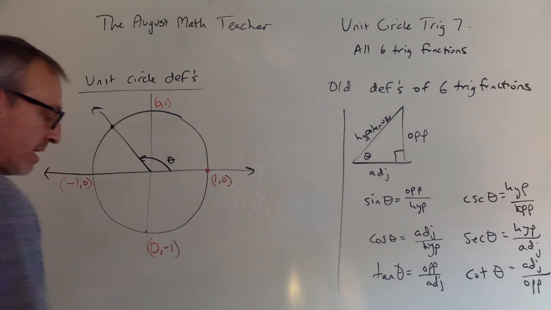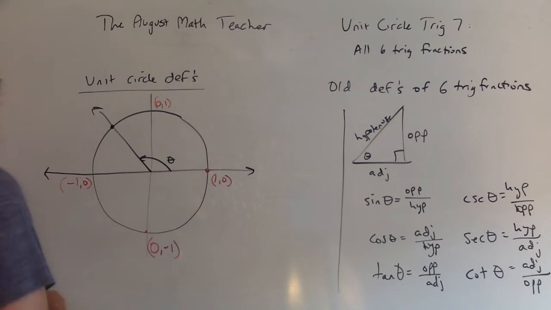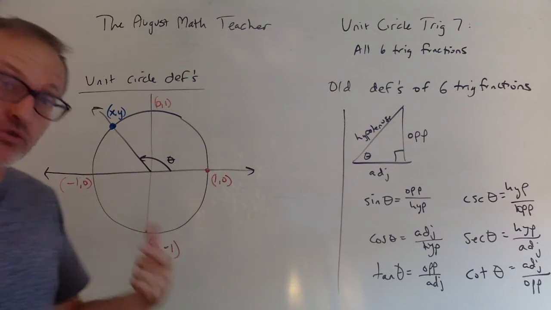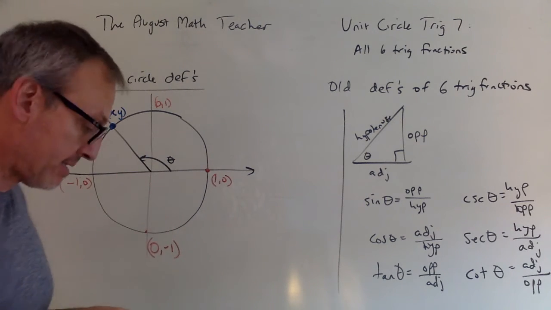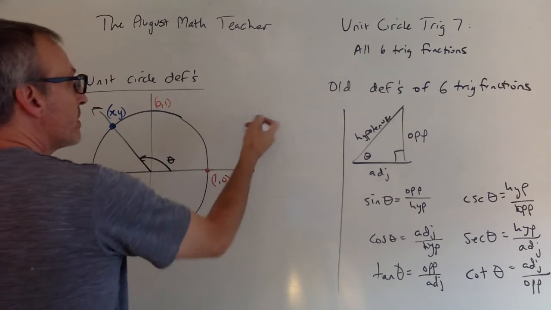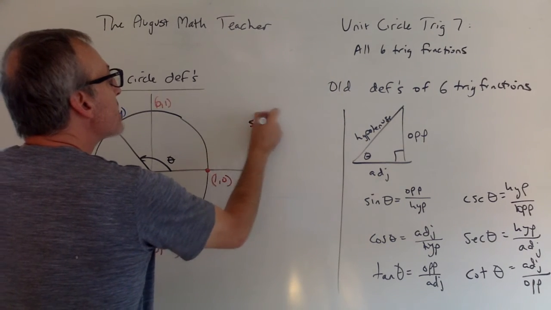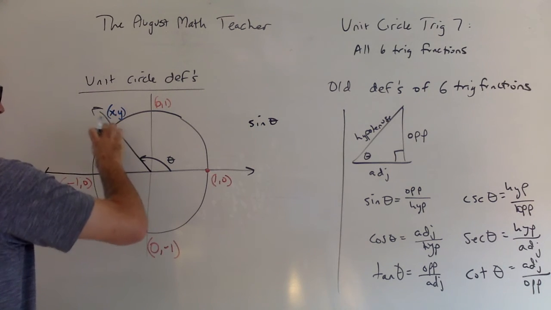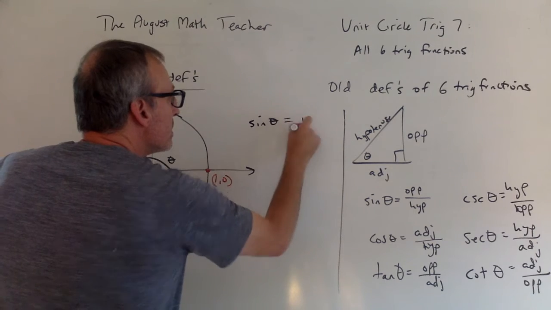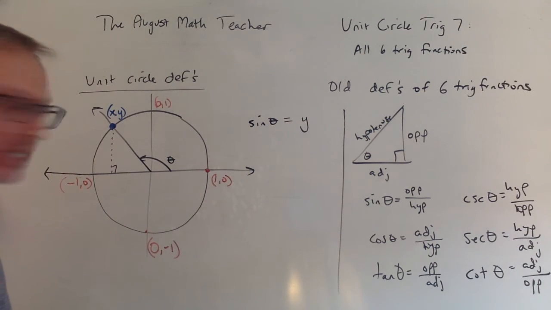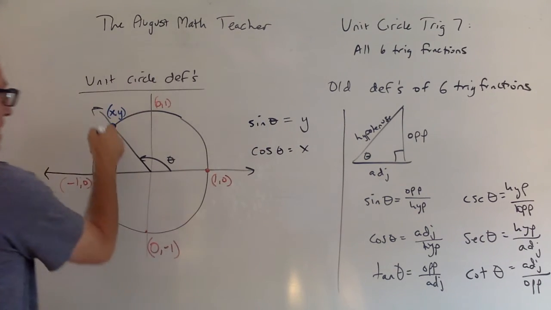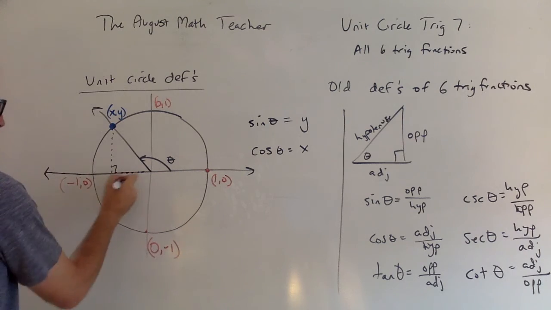Every single angle theta will have a terminal ray that intersects the unit circle at some point. I'm going to call that point (x, y). So I don't know what x and y are, but I do know they are wherever that terminal ray hits. And what I showed you in the last video was that the sine of this angle is defined to be this y value, this height. It's just that y value. The cosine of theta is equal to the x value of that point, which is this length.